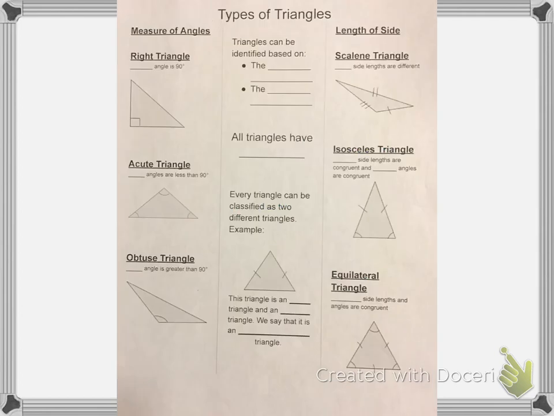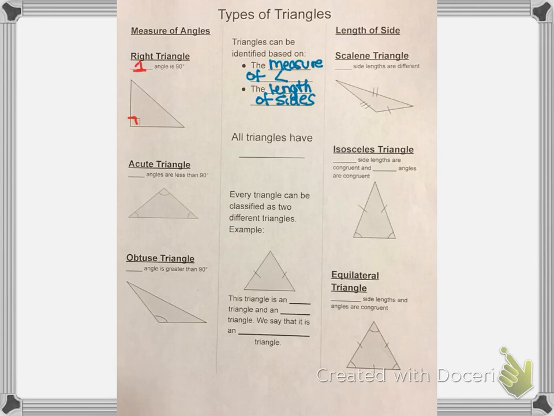Let's take a look at triangles. So triangles can be identified based on two different things: the measure of their angles or the length of their sides. Let's start by looking at the measure of their angles. If a triangle has one angle that is a right angle or forms 90 degrees, then it is known as a right triangle. One angle is 90 degrees.